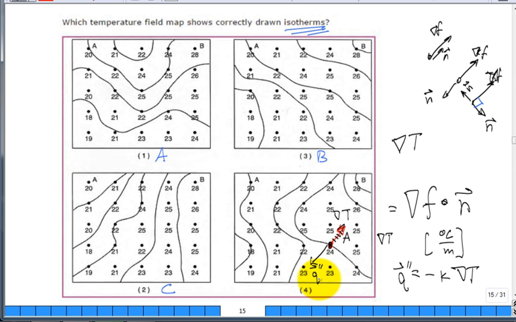Okay, now if I look at this point, let's call it point A. And I come up and I look at this point right here, point B. Can you tell me, draw the heat flux vector. What does it look like? Is it going this way or that way? The first or the second? The first. You're catching on.